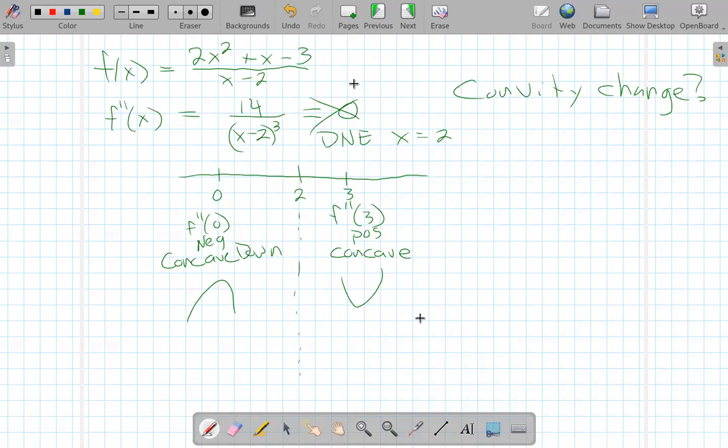But there is no inflection point because f of 2 does not exist. Right? If we plug in 2, we get 0 on the bottom. Does not exist. So no inflection point, but we do have a change in concavity. And the graph reflected that when we checked it.